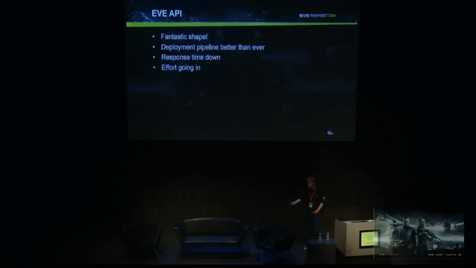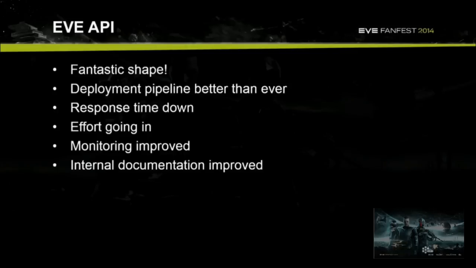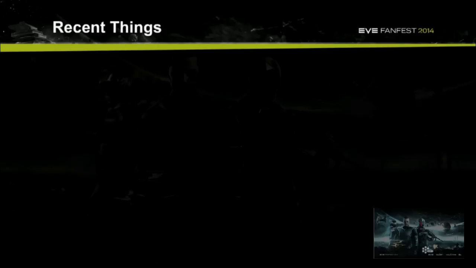There is some effort going into the API right now. There's things that have happened recently and some upcoming things, so it's always good. We have much better monitoring internally for it right now, and we are monitoring it, so that's always cool. And our internal documentation is, thanks to CCP PrismX, much, much better right now. It's very easy for another developer to come along, sit down, and get going on it just by following some wiki pages. It's great.